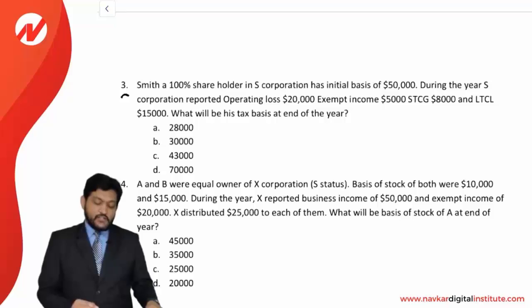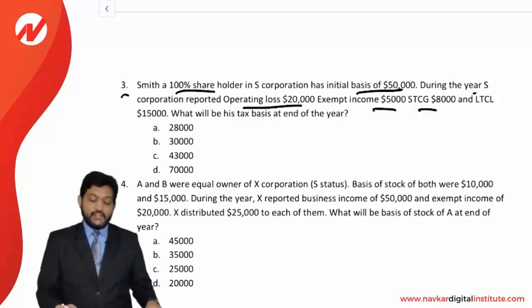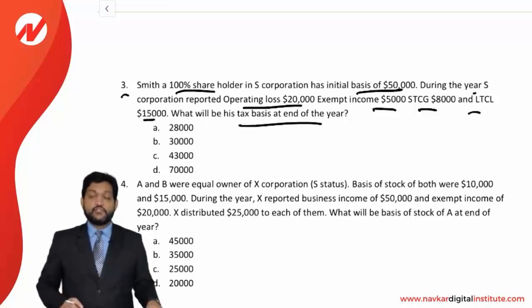Next, question 3. Smith, a 100% shareholder in an S Corporation, has an initial basis of 50,000. During the year, the S Corporation reported an operating loss of 20,000, exempt income 5,000, STCG 8,000 and LTCL 15,000. What will be the tax basis at the end of the year? Simply, you need to just calculate the tax basis. So just let's add and deduct everything.